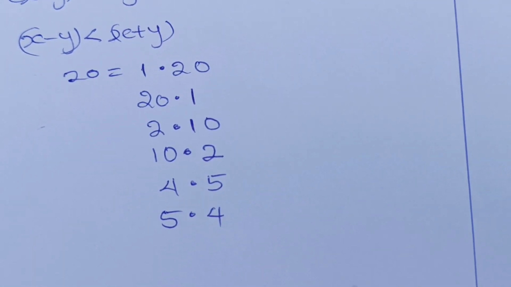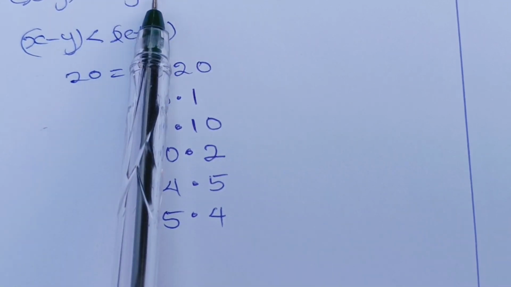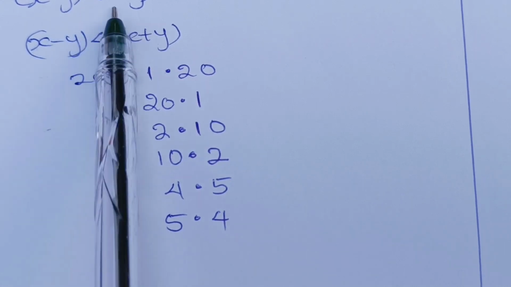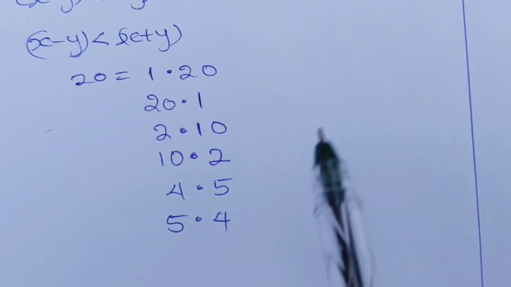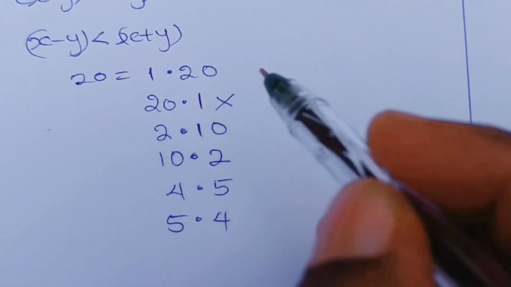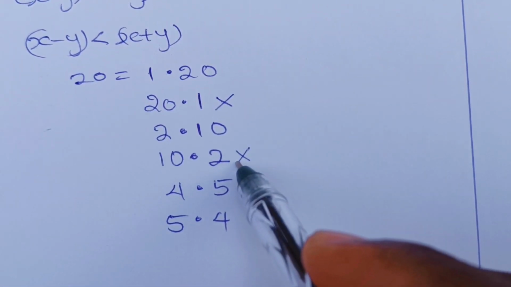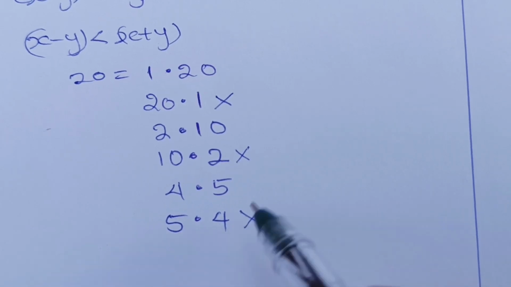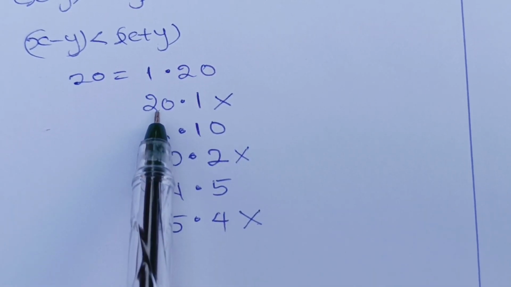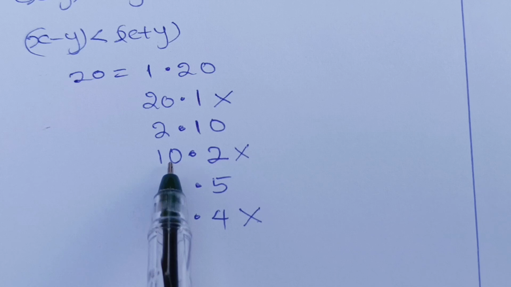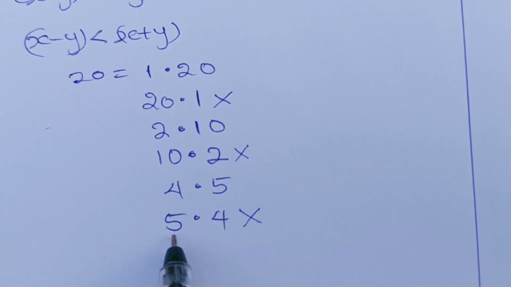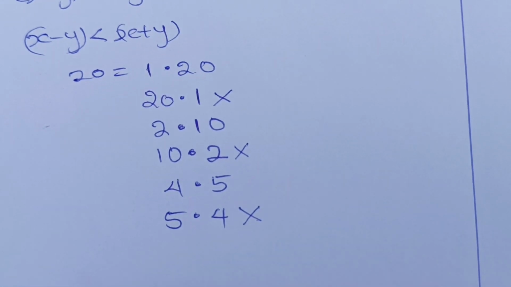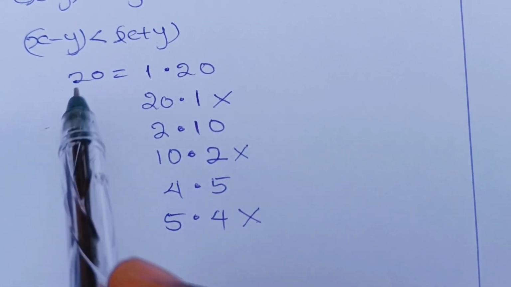All right, now since x minus y must be less than x plus y, if we say x minus y multiplied by x plus y, that means the first number should be less than the second number, right? Therefore, these three are not going to be used, because in each of them the first number is bigger, which is not supposed to be. Therefore, we can now go ahead and solve.